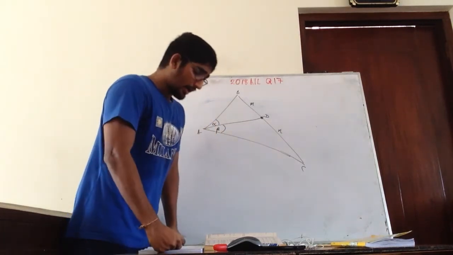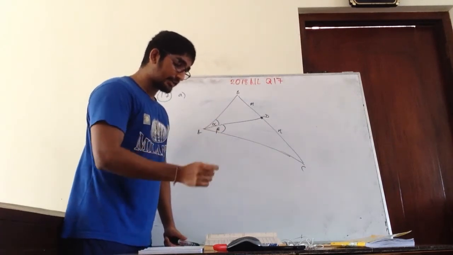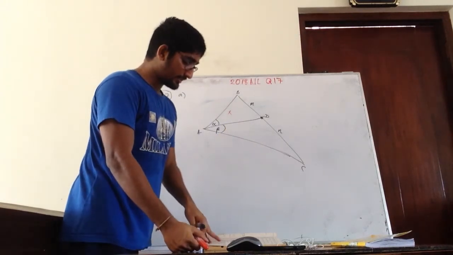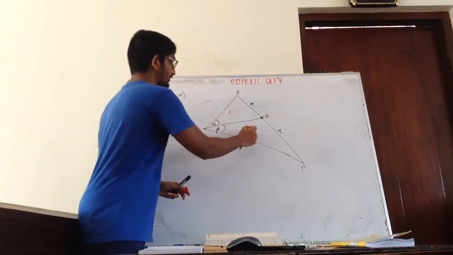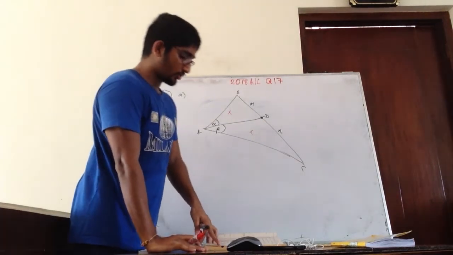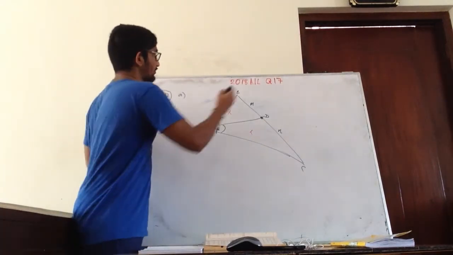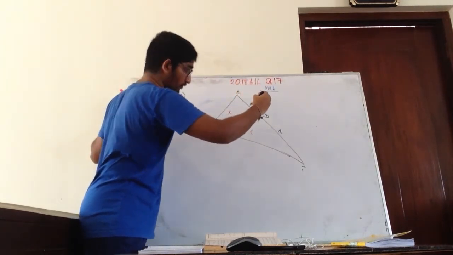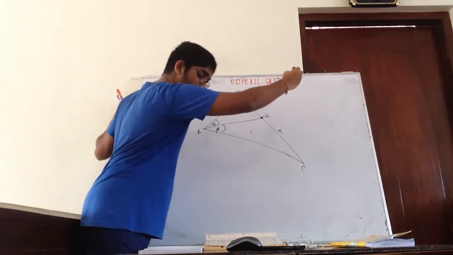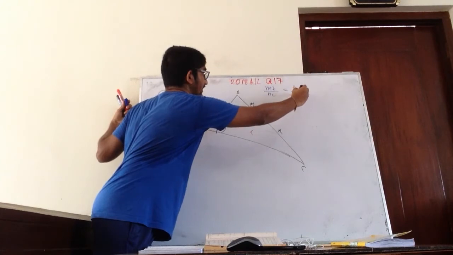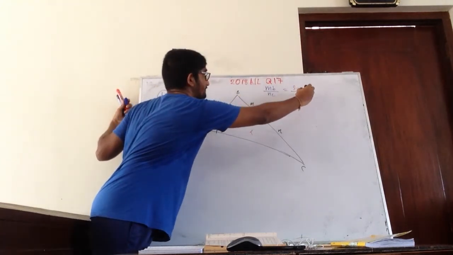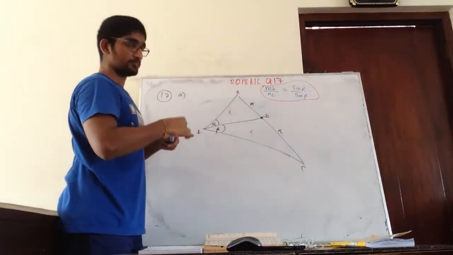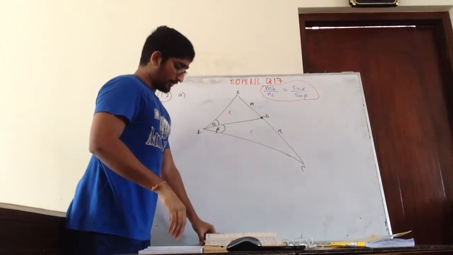Okay. What are they saying next? Then they are saying using the sine rule for BAD, and the sine rule for DAC, show that. So what do we need to show? We need to show that MB over NC is equal to sine alpha over sine beta. So this is what we need to show. Okay. So now let's see how we can do this.